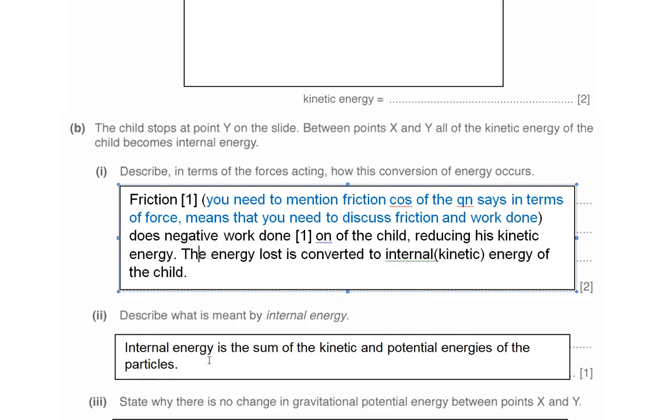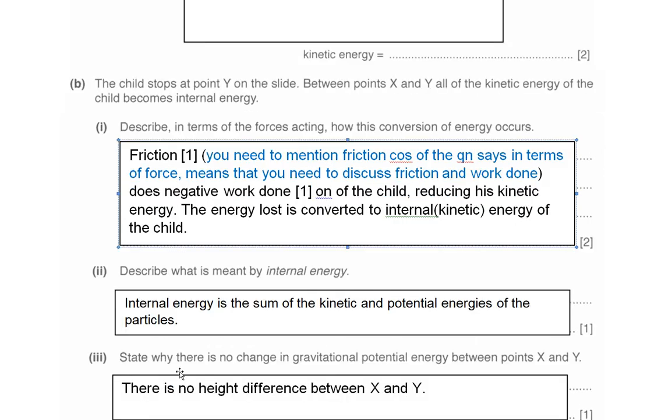So what is internal energy? It is the sum of the kinetic energy and potential energies of the particles. This one is the definition. Please memorize this word for word. You shouldn't be substituting any words for the proper definition.